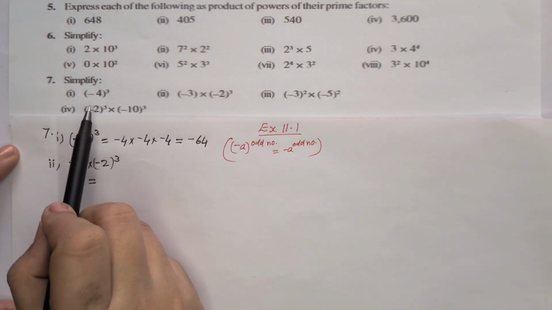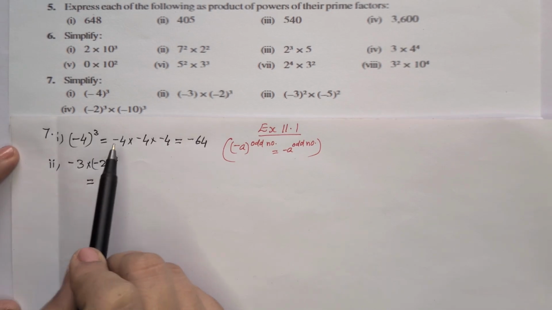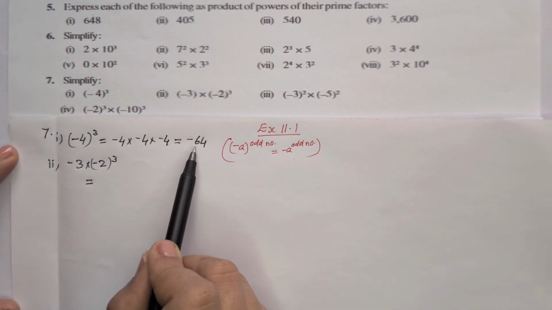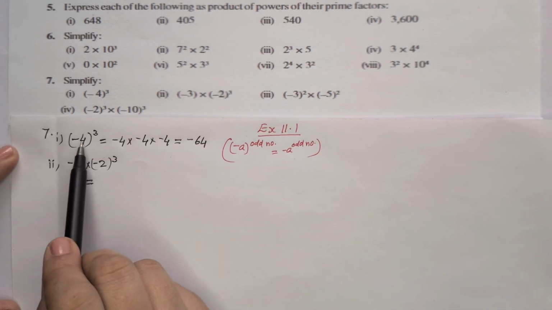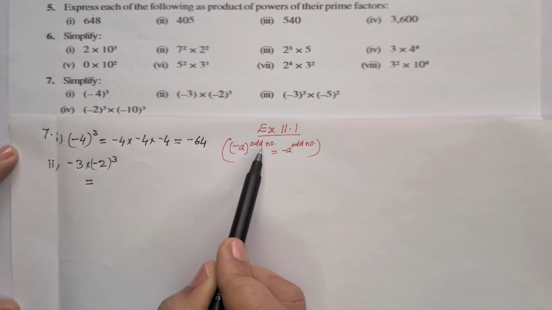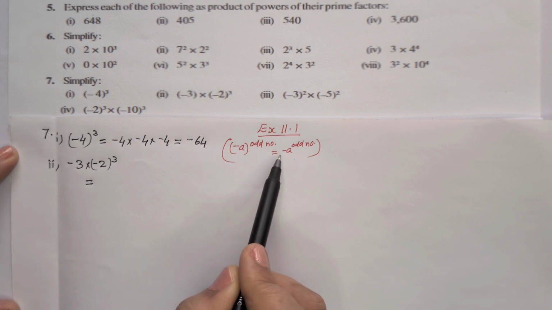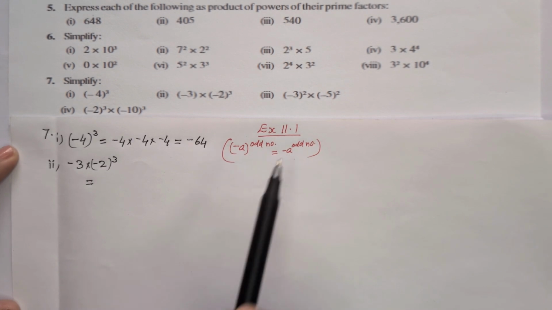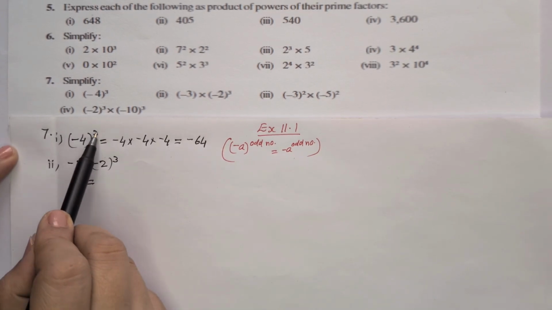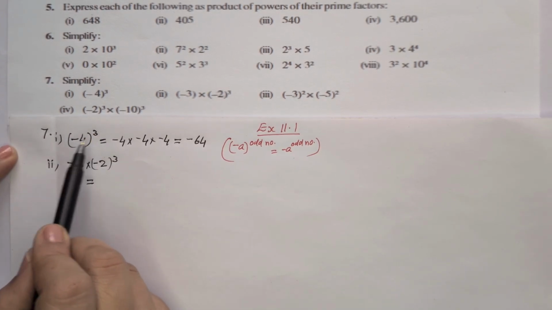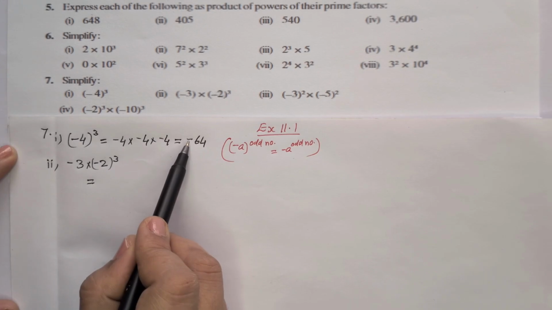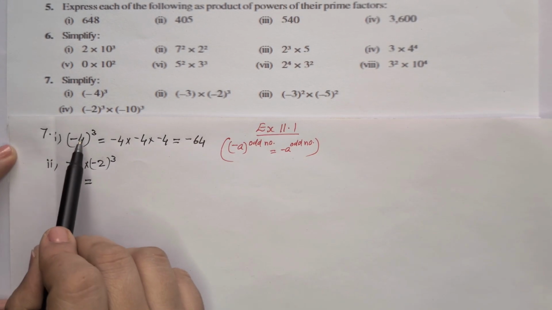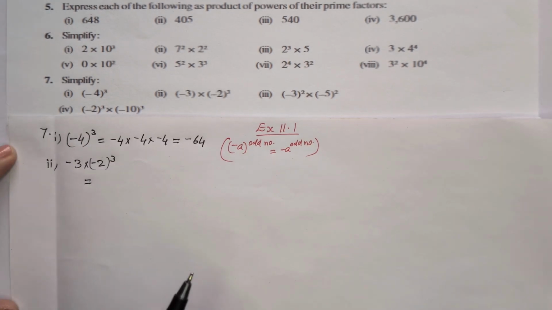Seventh question, simplify. -4 cube. -4 cube means -4 into -4 into -4 three times, that is equal to -64. We know that any negative number raised to an odd number gives a negative answer. That means -4 raised to 3, 3 is an odd number. So the answer will also be negative. That means 4 cube is the answer here, -64.